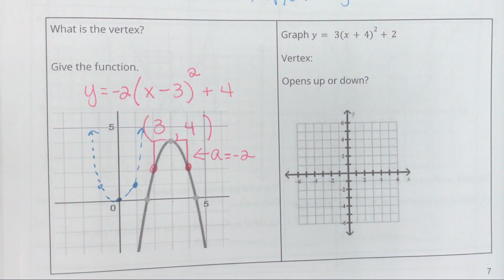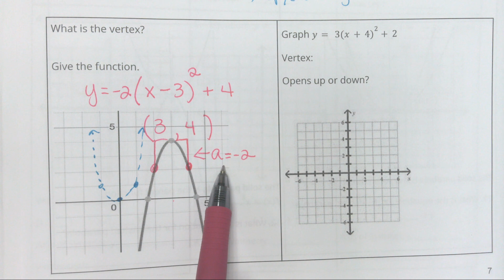How's this going? Are you understanding where I got all those things? No? Okay. You got a negative 2 because you went down 2. Correct. We'll do some more together.